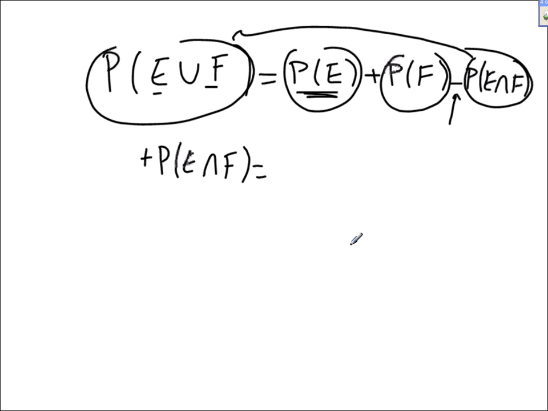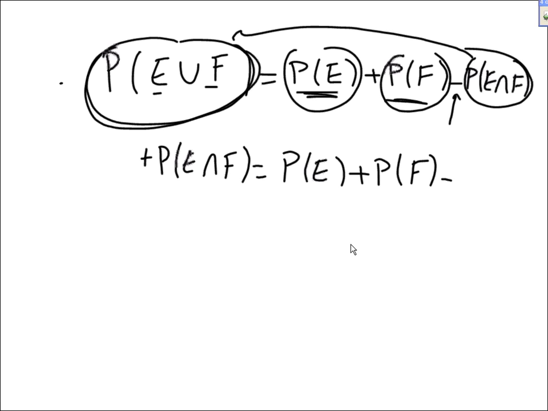I am not going to move this. I am not going to move that. But this one I am going to move. There's no sign in front of it, so it's understood to be positive. When I bring it to the other side, it becomes minus.